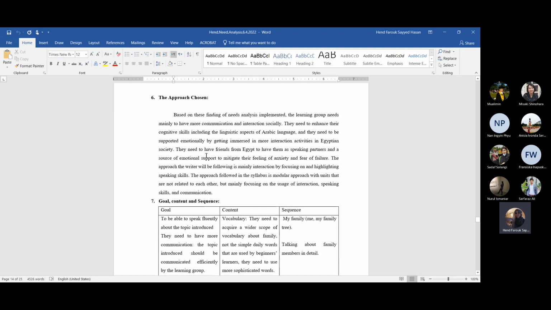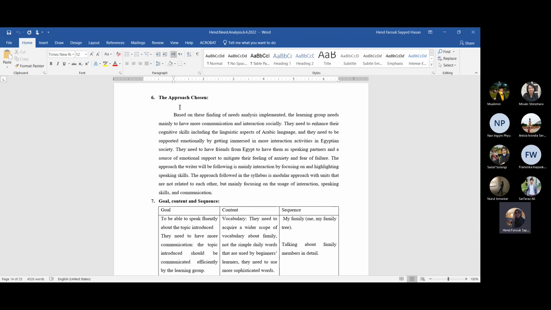So the approach was chosen based on the finding that the learning group needs more communication and interaction. They need to enhance their cognitive skills by speaking Arabic more, and they need to be supported emotionally by getting immersed in more interaction activities in Egyptian societies. They also need to have friends from Egypt. They need to get rid of the emotional stress to mitigate the feeling of anxiety and fear of failure.